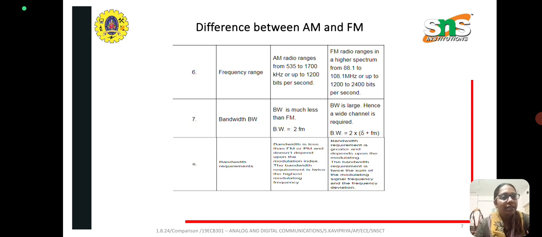Bandwidth is much lesser than frequency modulation for AM. The bandwidth is twice the frequency of the modulating signal. Here the bandwidth is large, hence a wide channel is required. So the bandwidth is 2 into del plus fm for FM.